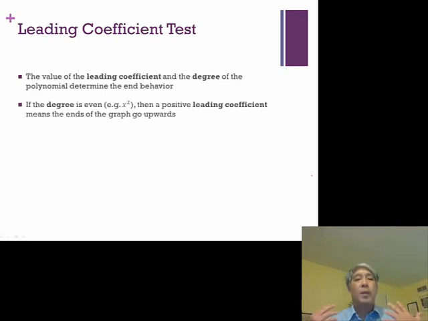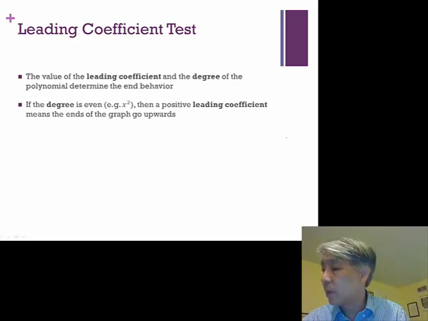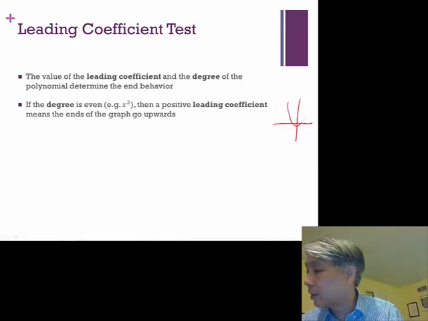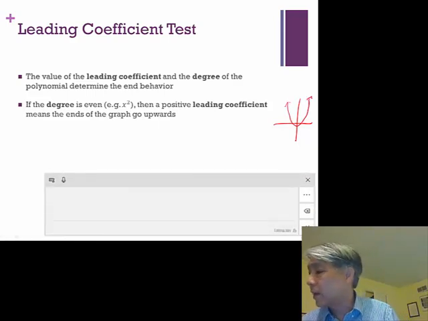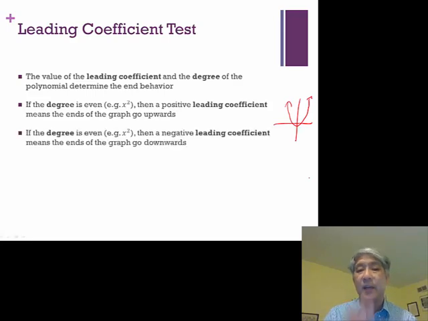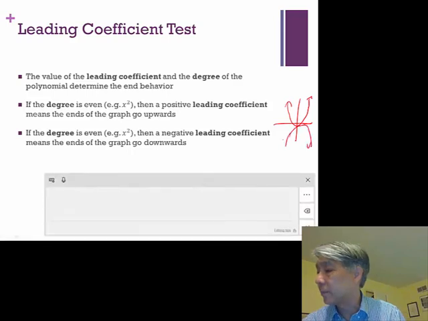So there are 2 possible conditions for the degree. The degree will either be even or odd. If it's even, let's take x squared as an example, then a positive leading coefficient means the ends of the graph go upwards. If this was my graph, it means that the ends of my graph would go upwards like this. And if the leading coefficient happens to be negative, then the ends of my graph go downwards, like this.